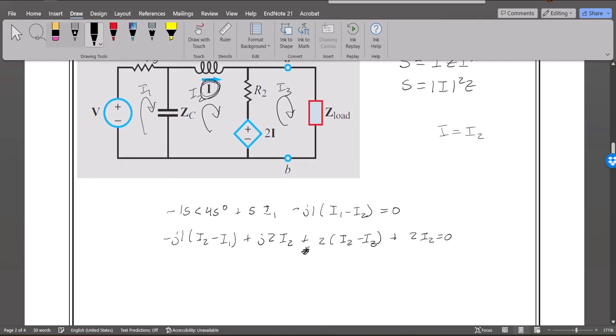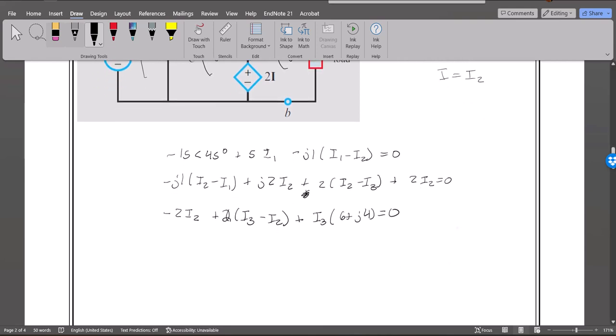And then for I3, I'll have minus 2 I2, plus R2 was 2, and that would be I3 minus I2, plus I3 times ZL, which was 6 plus J4, equals 0.